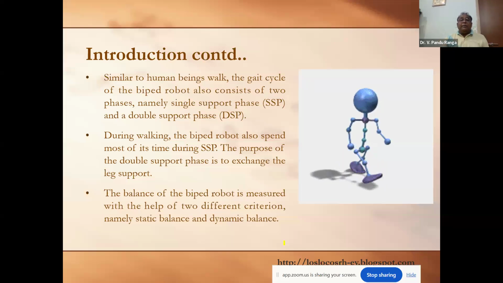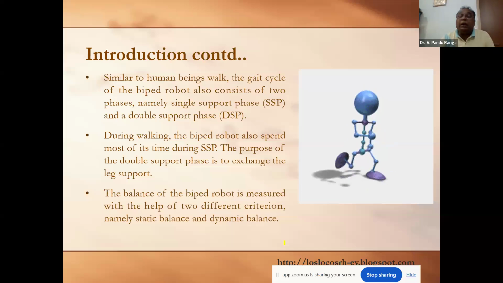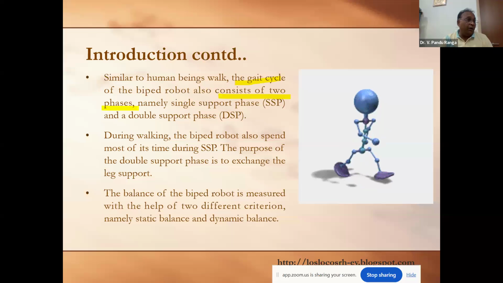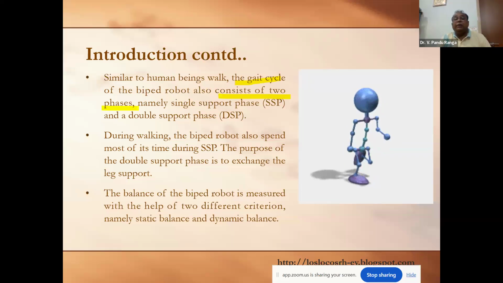And if you observe this animation, how the biped robot executes motion or walking is called executing the gait. When the robot is moving from one location to another, the various parts of the legs move in one particular fashion. That is called the gait. Similar to human walking, the gait cycle of the biped robot also consists of two phases. When humans walk, our walk consists of two different phases: the single support phase and the double support phase.